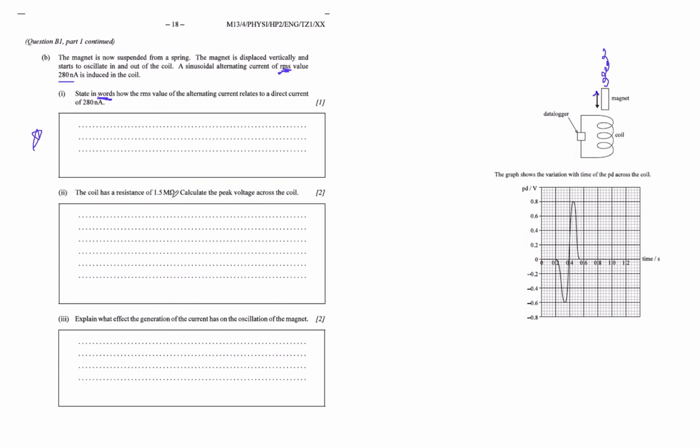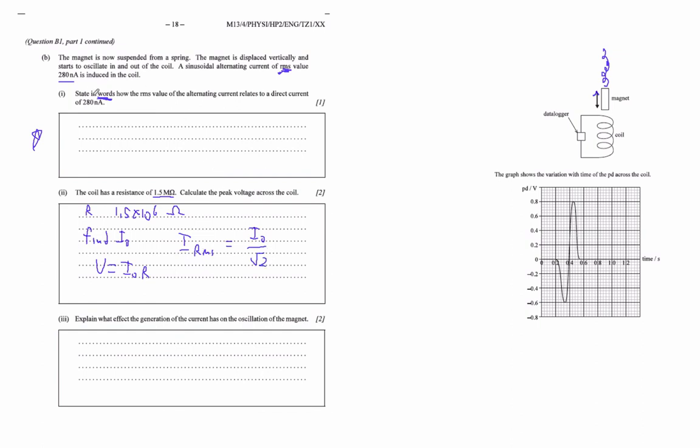All right, so let's take a look at this guy. The coil has a resistance of 150 mega ohms, so 1.5 times 10 to the 6th ohms. That's our resistance, right? Calculate the peak voltage. Well, let's first figure out the peak current, right? So find I naught, and then V is just going to be I naught R. How do you find I naught? Well, isn't IRMS equal to I naught divided by the square root of 2, right?